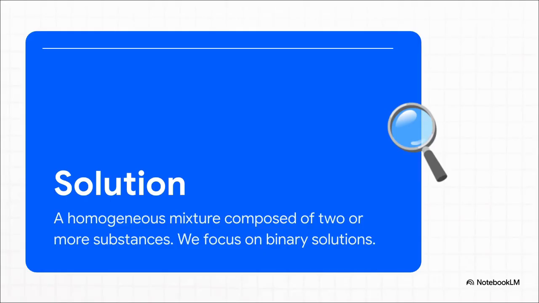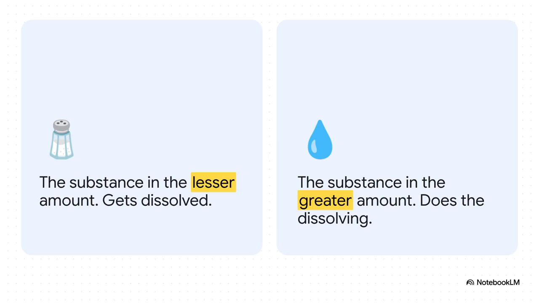So a solution is what scientists call a homogeneous mixture. Now, that's just a fancy way of saying it's mixed so perfectly and evenly that you can't see the individual bits. For your exams, you're almost always going to see binary solutions, which just keeps things simple. It means a mixture of only two components. And those two components, they're the solute and the solvent. The rule of thumb is super simple. The solute is the thing you have less of, and the solvent is the thing you have more of. Just picture a little bit of sugar, that's your solute, dissolving into a whole glass of water, your solvent.